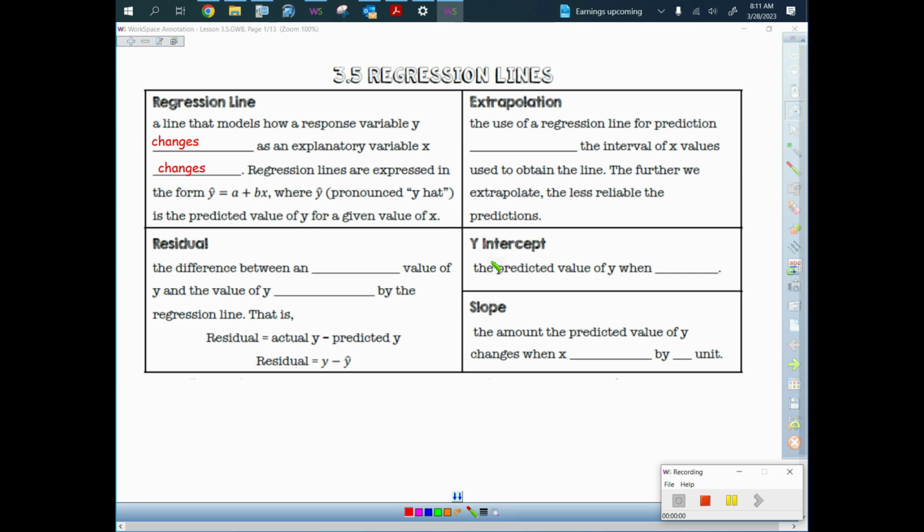Lesson 3.5 with regression lines. We did an activity where we kind of made our own regression line. A regression line is a line that models how a response variable y changes as an explanatory variable changes.